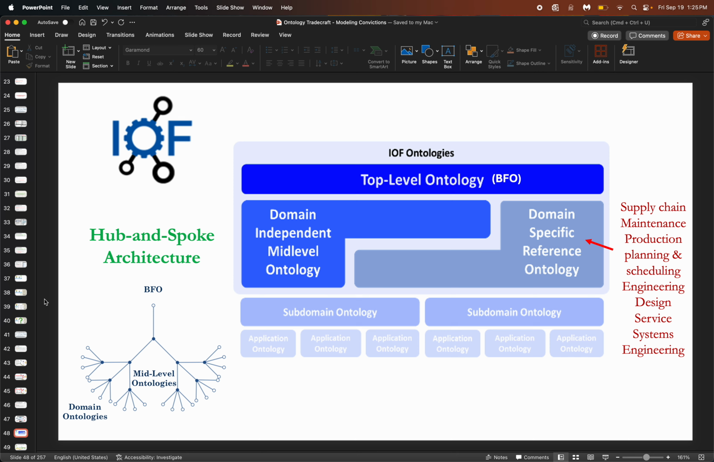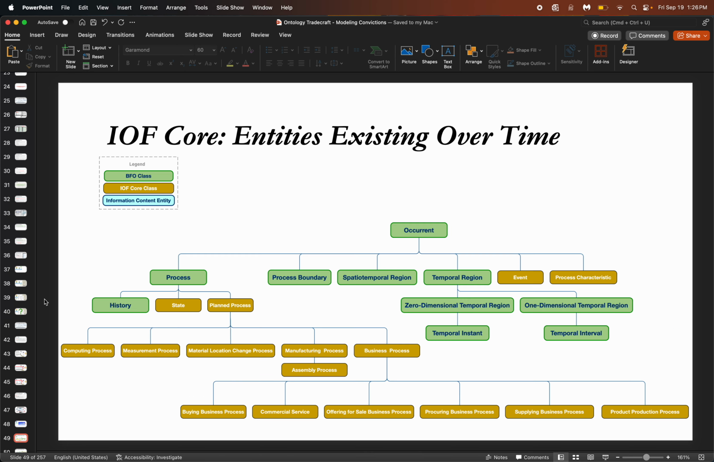They have a top level, I said. They have spokes that extend down from it, like supply chain, maintenance, production planning and scheduling, engineering, design services. So they have domain-specific reference ontologies. They have mid-level, that's the IOF core. They have subdomains that get really close to the ground, and all of this follows that modularization strategy, that hub and spoke strategy, all the way from BFO extended down to the domain and then ultimately to applications, where you actually use ontologies in programs or platforms.